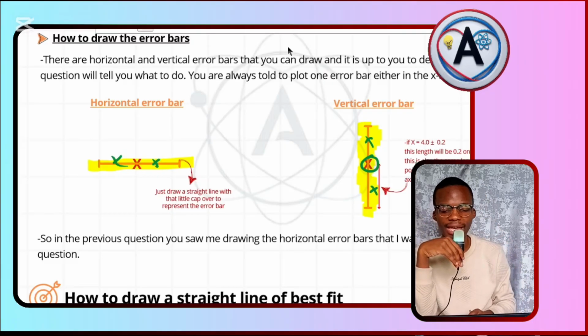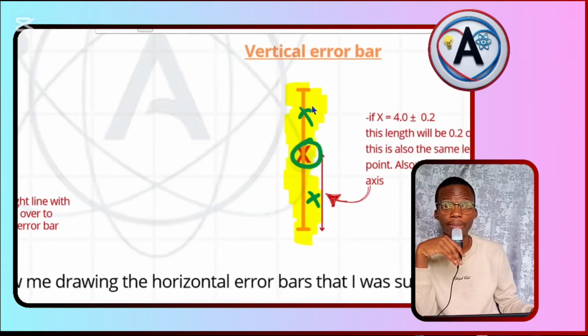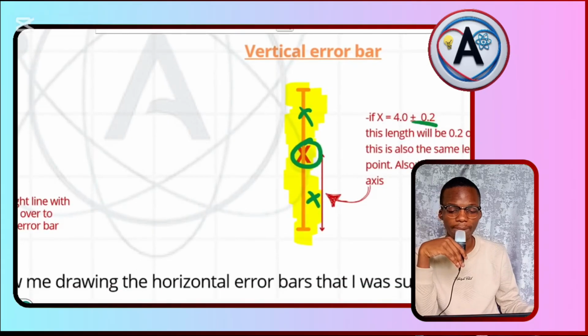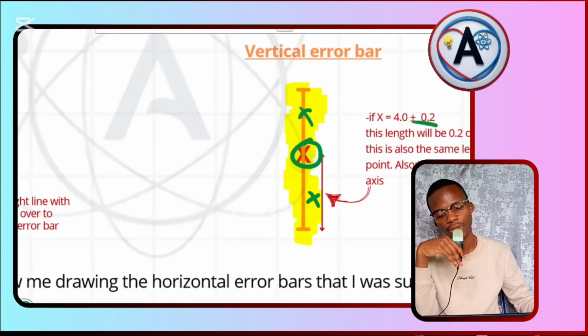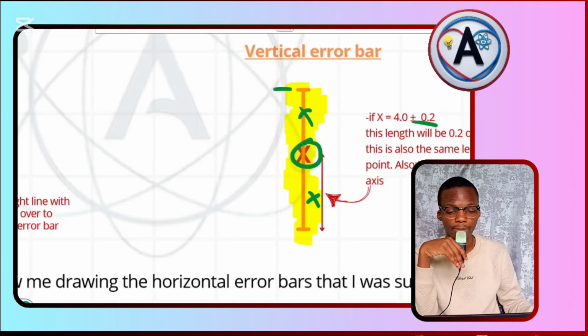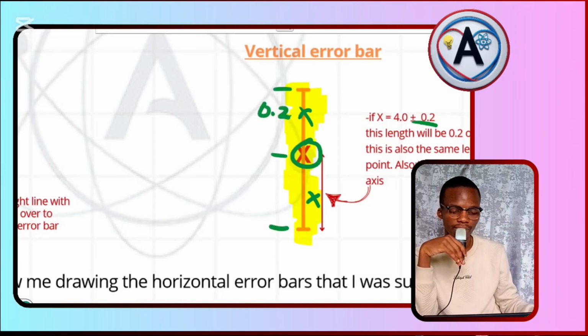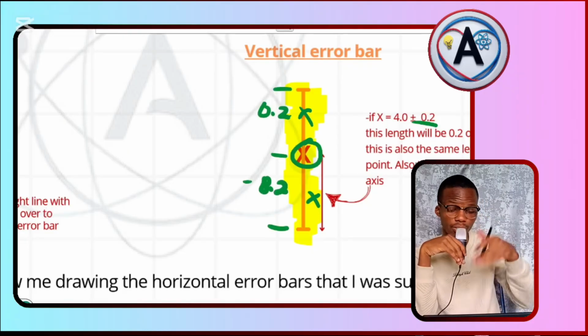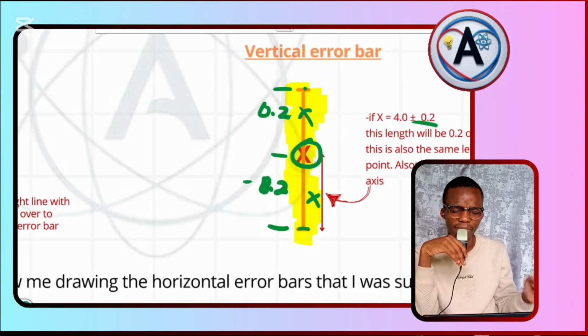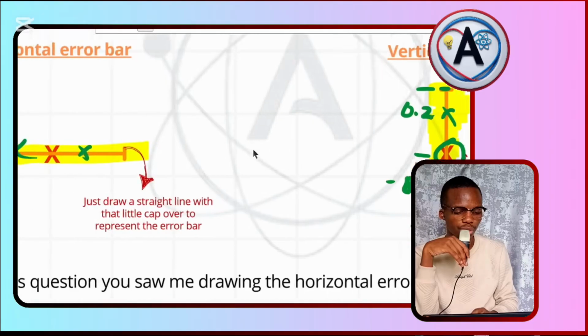For example, if I have x equals 4.0 plus or minus 0.2, what's happening is you put your x, then you go above and draw a line going up, and that line should be of length 0.2 to show your uncertainty. Then you do it downwards over here. It's also going to be 0.2, but in the negative direction going down. Then you draw this little cap. I like to call it a little cap. Very, very small, a tiny little cap, and it should be done.